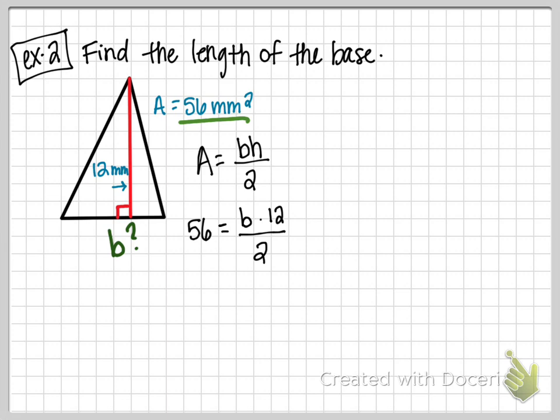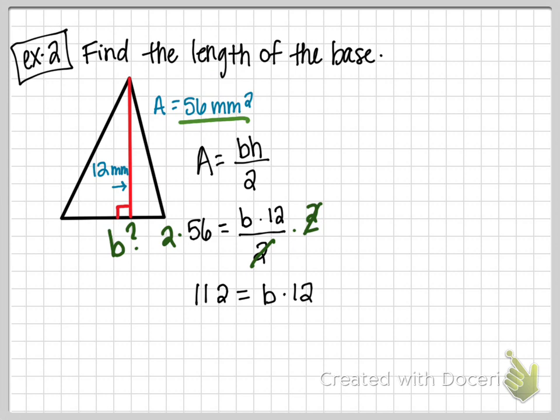What's the inverse operation of division? Multiplication. So if we multiply by 2, we can get rid of that 2 on the bottom. And if we do it on one side, we have to do it on the other side. So that's why we learned equations before we learned area and solving for area and pieces of area. So 2 times 56 is 112 equals B times 12.